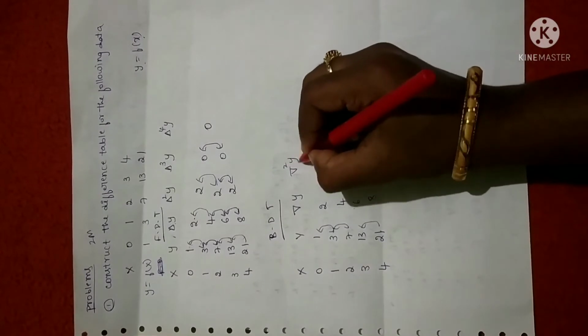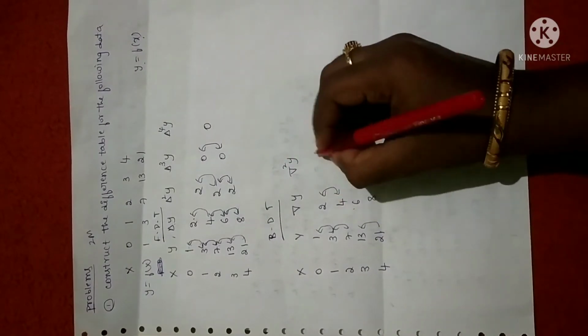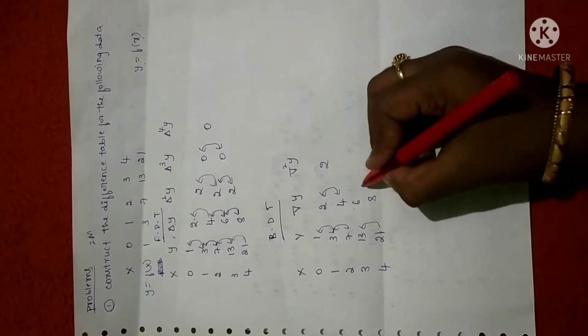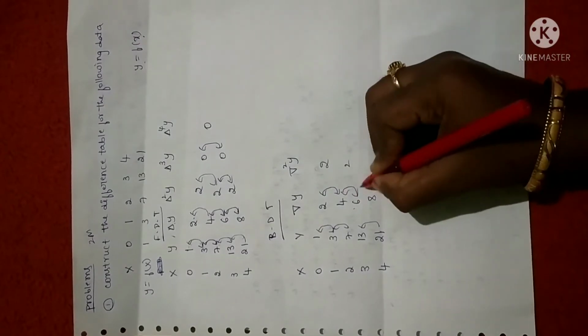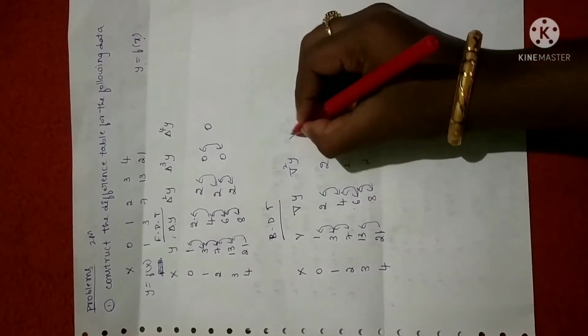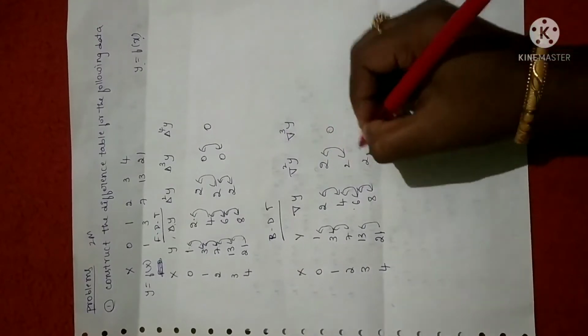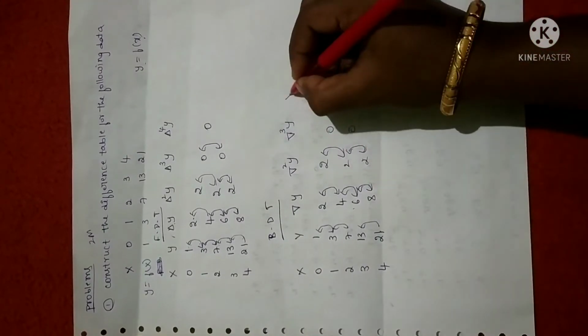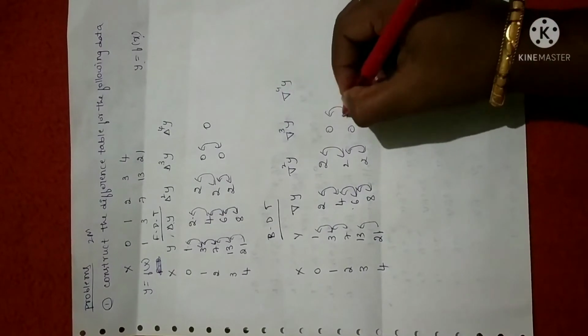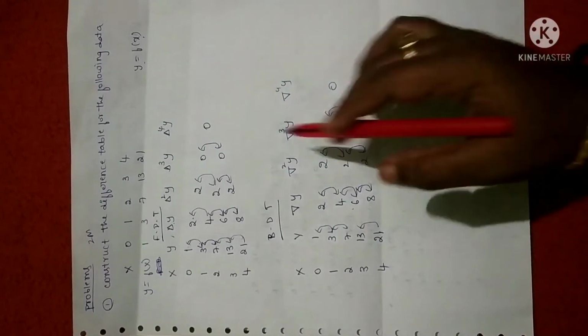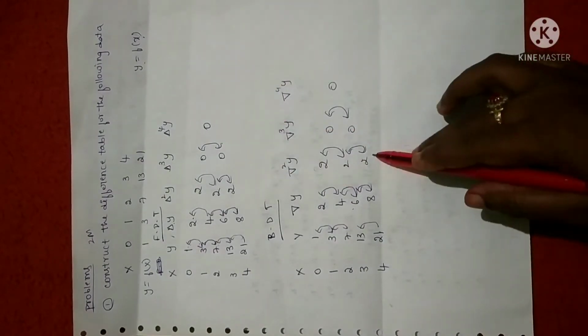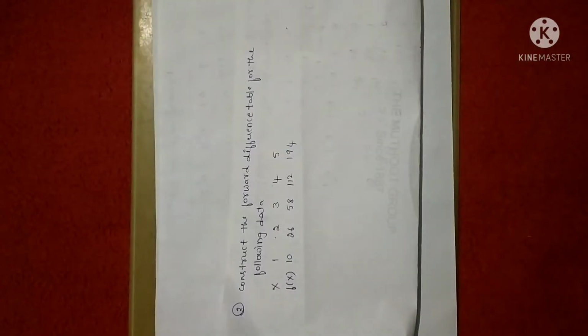Similarly, nabla square y will be 4 minus 2, which is 2. 6 minus 4 is 2. 8 minus 6 is 2. Similarly, the third backward difference will be 2 minus 2, which is 0. 2 minus 2 will be 0. The fourth backward difference will be 0 minus 0, which is 0. So this is the forward difference table and this will be the backward difference table.